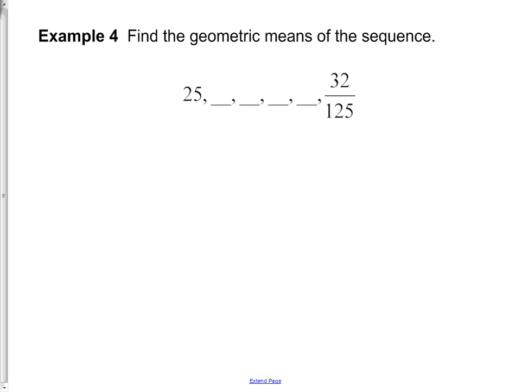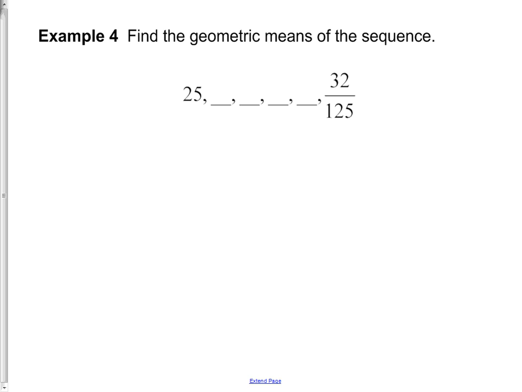Now, how do I do the geometric means of the sequence? It's very important on the test that you realize if you're finding arithmetic means or geometric means. Geometric means that I'm multiplying the first term by the same value, or the previous term by the same value, each time, where the first term is 25 and the last term would be 32 over 125.